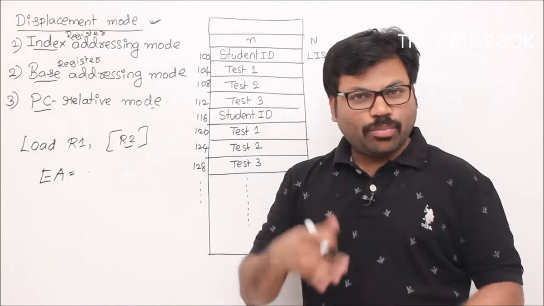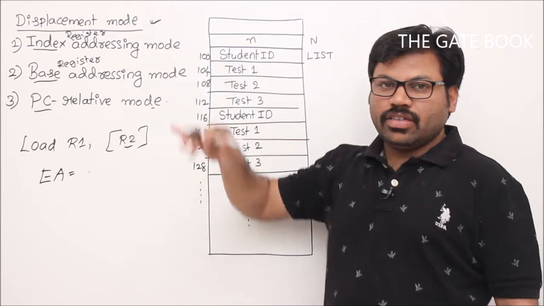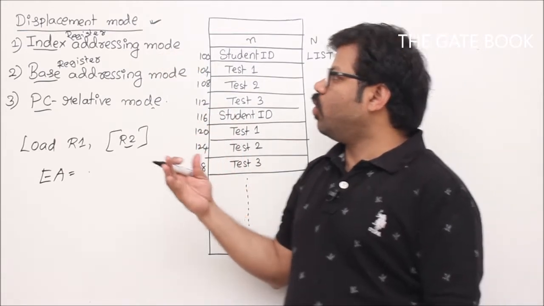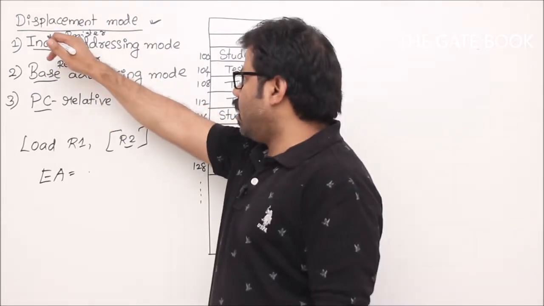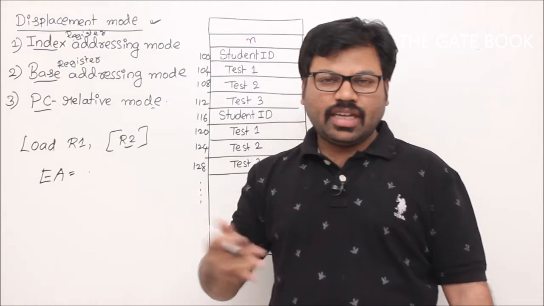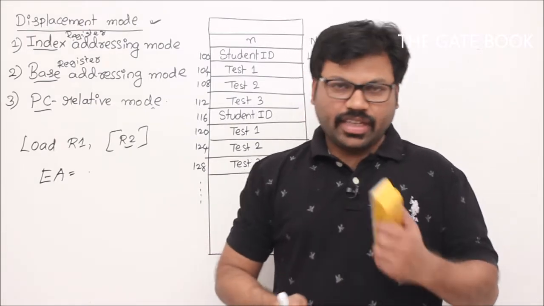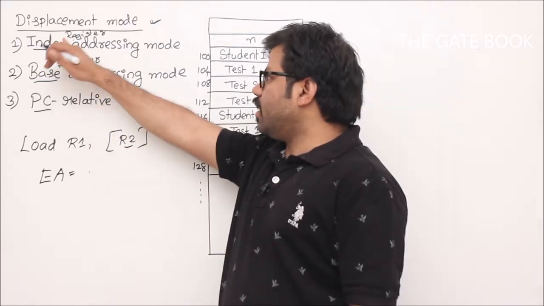Now we'll talk about some more addressing modes. They are displacement modes. There are three different addressing modes which come under this displacement mode: index register addressing mode, base register addressing mode, and PC relative mode. These are popular. Of course, there are some other variations also, but I am not discussing them. These three are sufficient. So what is index register addressing mode?